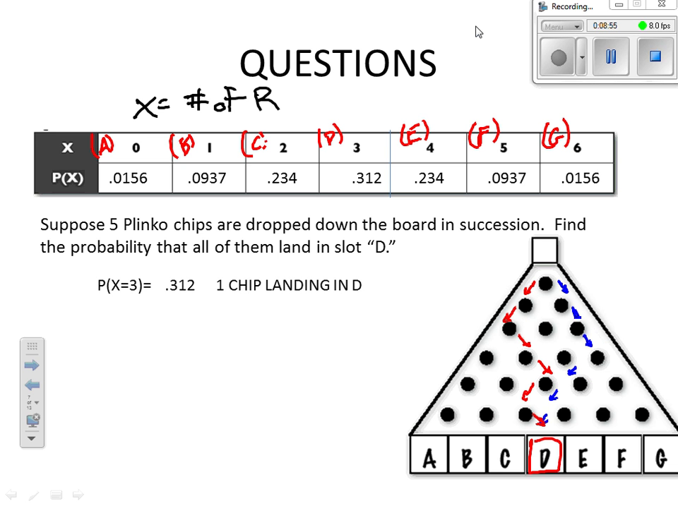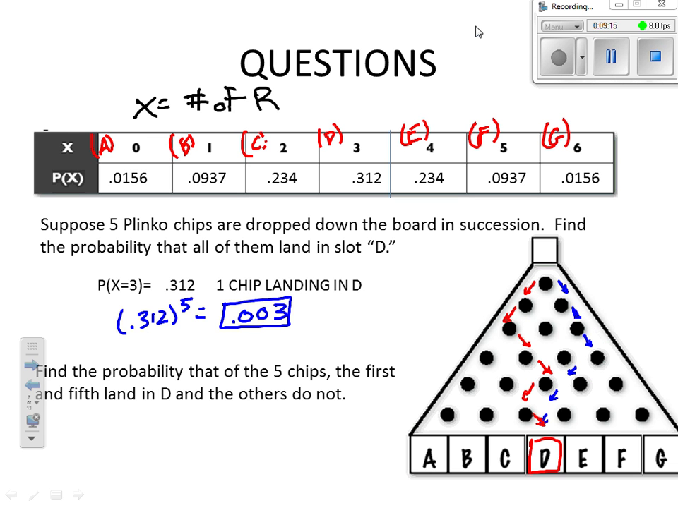So the probability of 5 chips in a row landing in D, D and D and D and D and D, well, 0.312 to the 5th, which is 0.003. So not very likely that we land in the center slot every time we drop one of our 5 chips. Another way we could use our table: find the probability that of the chips we drop in, the 1st and 5th land in D. So we have D, then in the middle, not D, not D, not D.